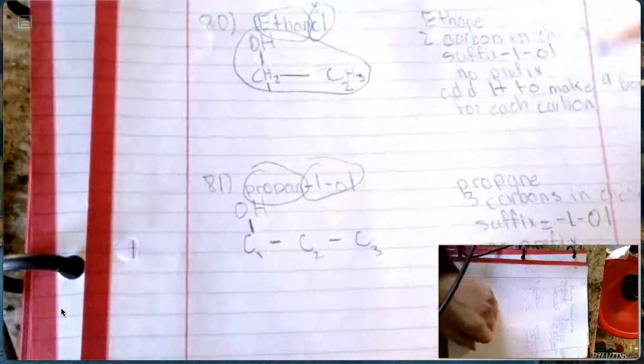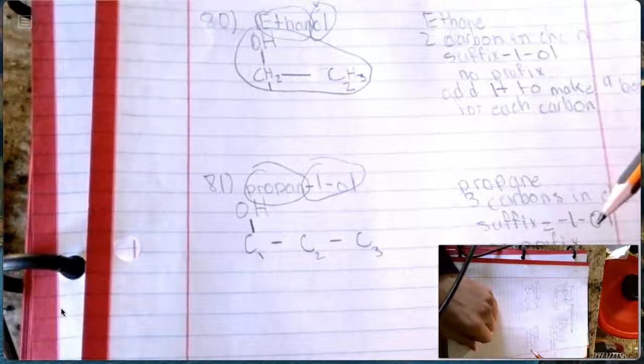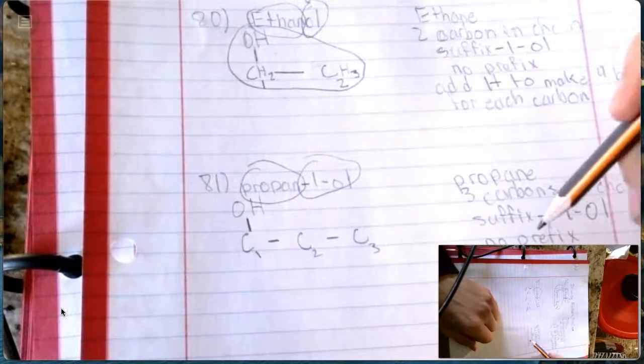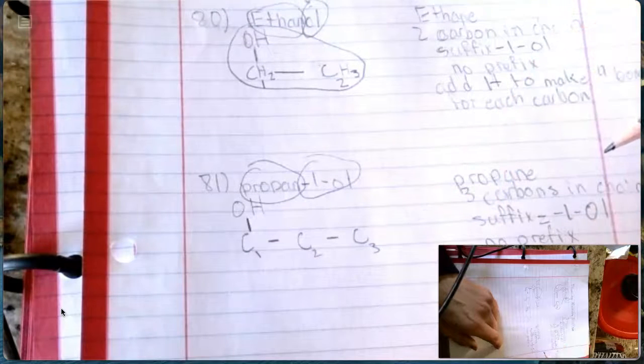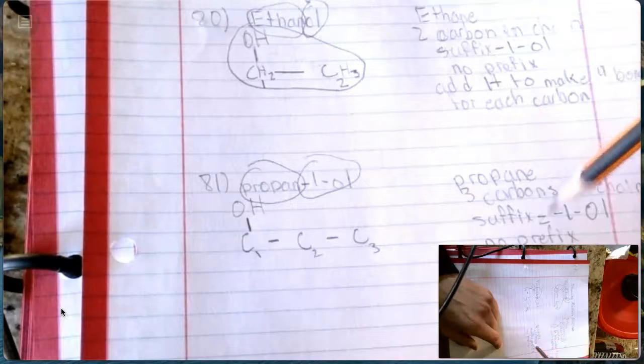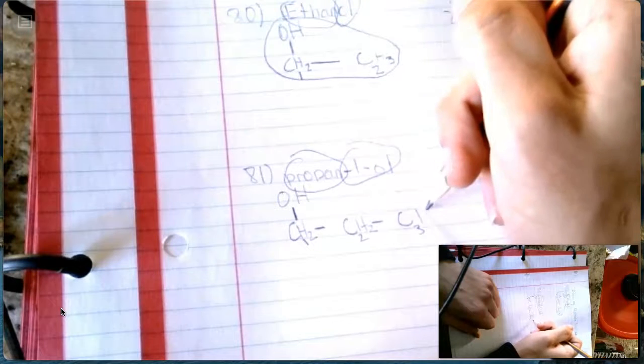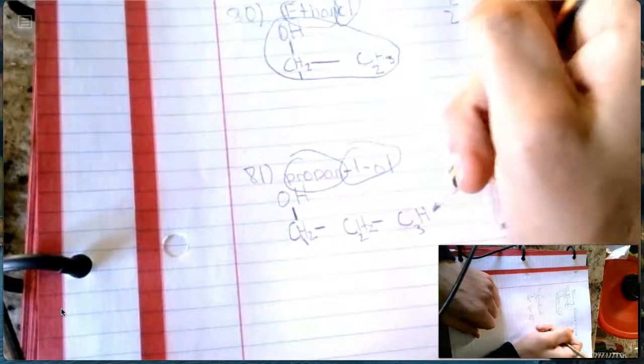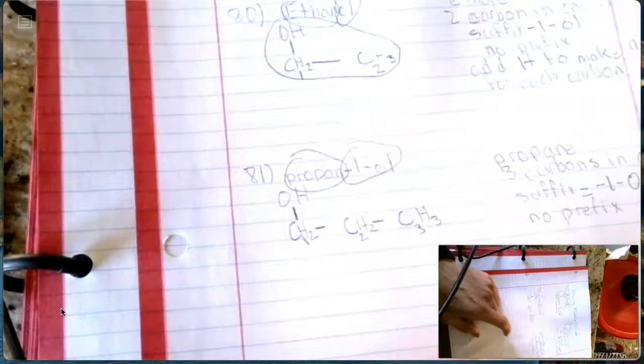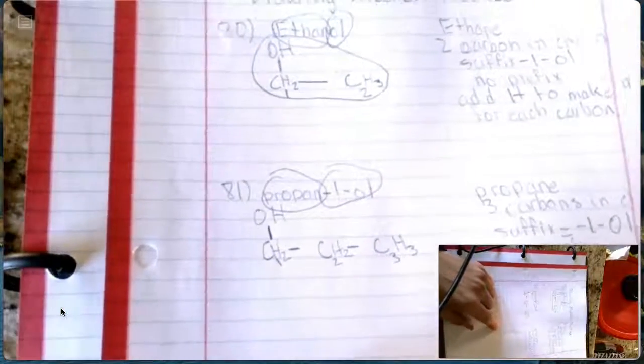So after we identified the root, the suffix, and the prefix, we can then add enough hydrogens to make each carbon atom have 4 bonds. So if we look here, this already has 2 bonds, so therefore it has 2 hydrogens. This already has 2 bonds, so therefore it gets 2 hydrogens. And this has 1 bond, so it gets 3 hydrogens. And that is how you draw alcohols.